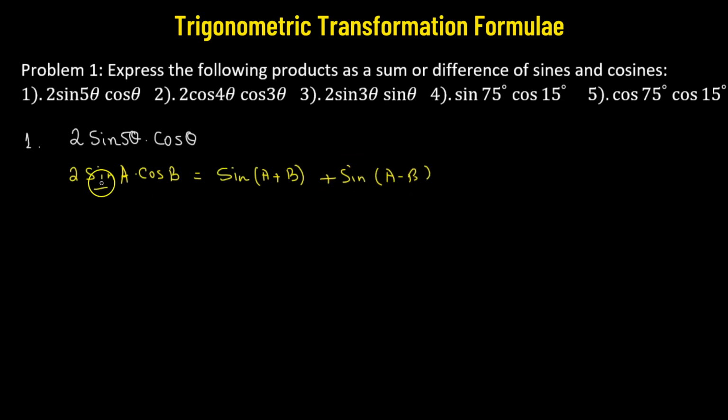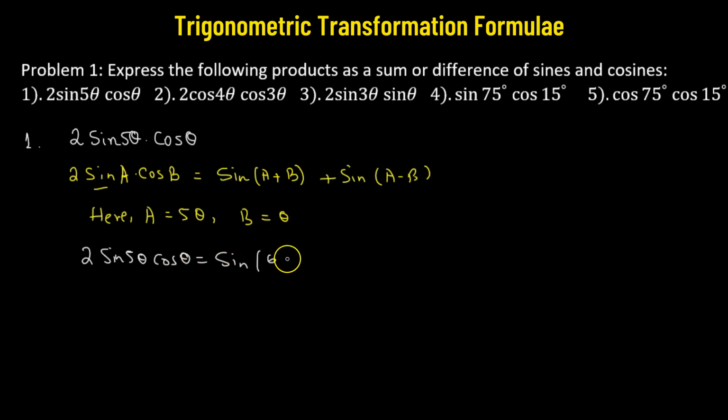And the other way around, if cosine of A comes first followed by sine of B, then we'll have a negative sign here. Okay, so in that case, A is equivalent to 5 theta and B is simply equal to theta. So we'll substitute it here. That means 2 sine 5 theta times cosine theta will become equal to sine of A plus B, so we'll get sine 6 theta, plus sine of A minus B. For A minus B, we have 5 theta minus theta, so that's simply 4 theta. So this is the expression. We have converted the product into the sum of sines.